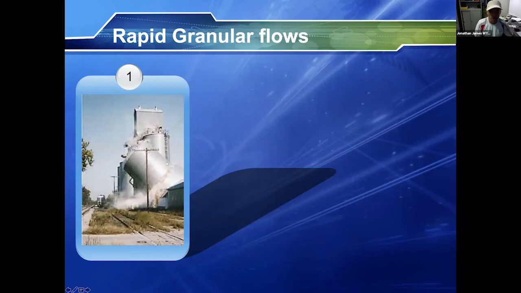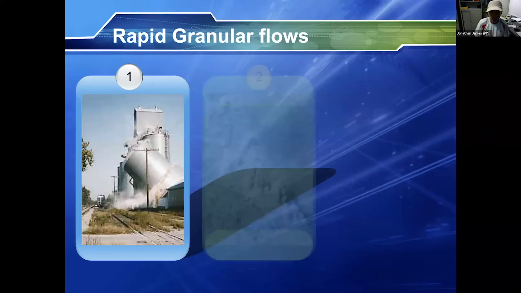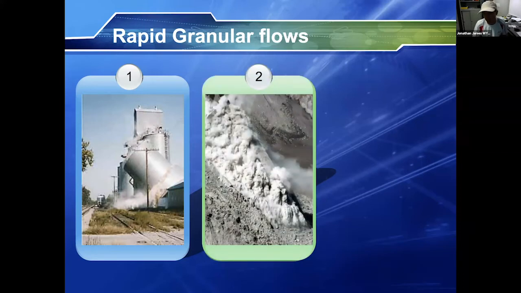And what you can see here is a storage container for grain, and it actually failed. There was a failure event, and when that failure event occurred, the grain started flowing very quickly. And here's another example. This is a rock avalanche. This is formed by rocks falling down a mountainside.